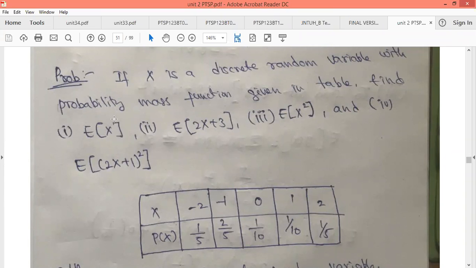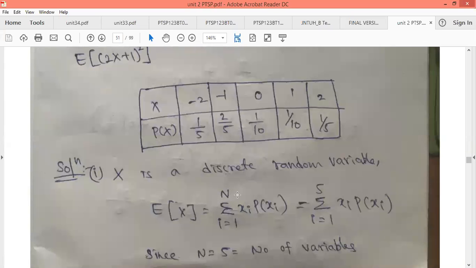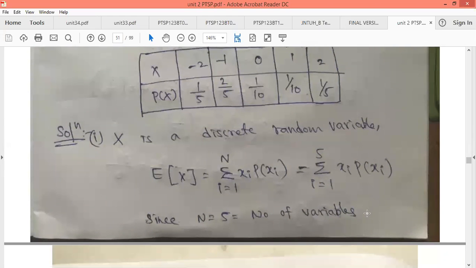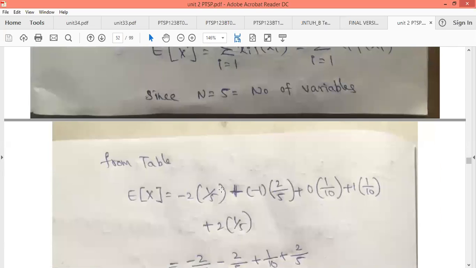How do you find out expected value of x? It is summation i equal to 1 to n of x_i p of x_i. How many elements do we have? 5 elements. So minus 2 into 1 by 5 plus minus 1 into 2 by 5 plus 0 into 1 by 5 plus 1 into 1 by 10 plus 2 into 1 by 5. I have to find out these products and add all these products to find the expected value. So the same thing we have done here.